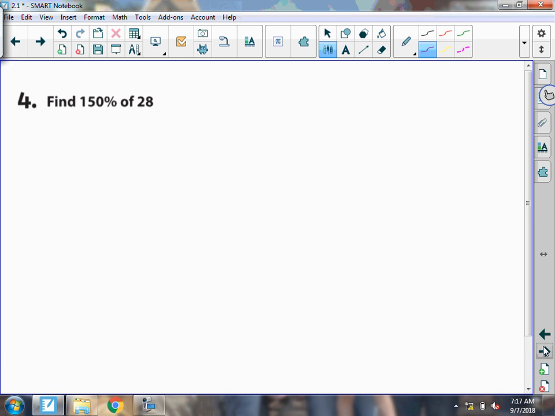Okay, same thing here. Find 150% of 28. So we copy that down. So we're going to move our decimal 2 places to the left. So that's 1.5. You could write the 0 if you want. Because it's on the right-hand side of the decimal and it's at the end of the number, you don't need to. I'm going to multiply this by 28. Again, our numbers are the same length. They're both 2 digits, so you could put whichever one you want on top.